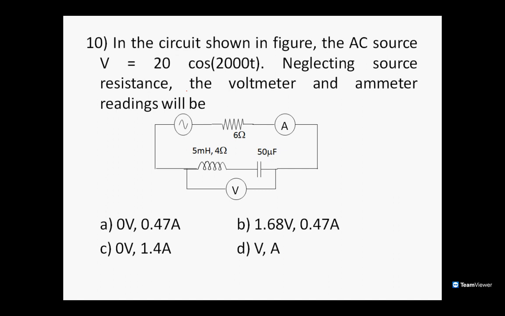10th question. In the circuit shown in the figure, the AC source V equal to 20 cos of 2000 t. Neglecting the source resistance, the voltmeter and ammeter readings will be. Okay, the circuit diagram is drawn. This problem belongs to what? LCR circuit.